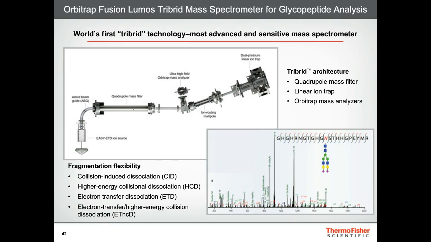It gives flexibility in fragmentation. It offers the CID mode, collision-induced dissociation, high-energy collisional dissociation, electron transfer dissociation, and electron transfer higher-energy dissociation. So there are several options for fragmentation available on this state-of-the-art instrument. The availability of multiple fragmentation techniques such as CID, HCD, and ETD on this Orbitrap Fusion Lumos offers a level of versatility required for thorough glycan structural elucidation.